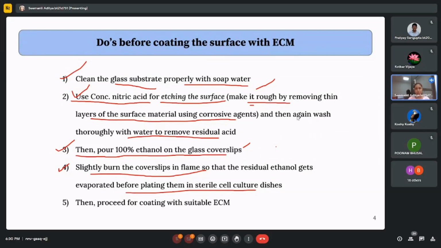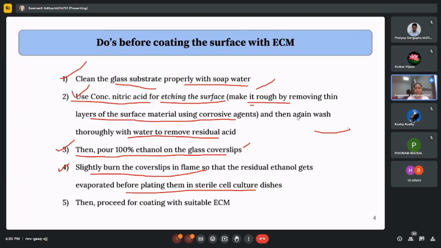We should not keep it open, and we should not keep it outside the hood, to reduce contamination issues. So the cover slip that we require for the experiment, after burning it in flame, we can plate it in cell culture dishes.